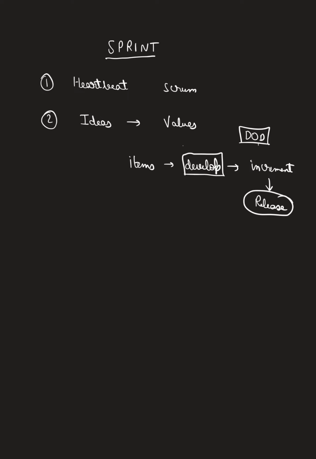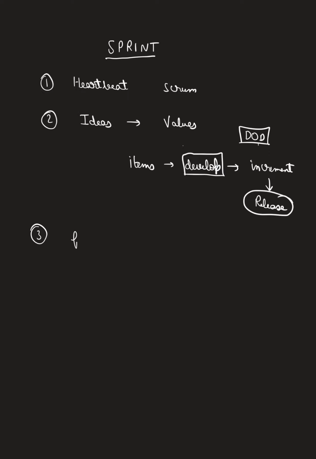Scrum guide does not mention when you have to release it. But you should release as early as possible. That's the general guidance. So sprints are fixed length of 1 month or less, right?